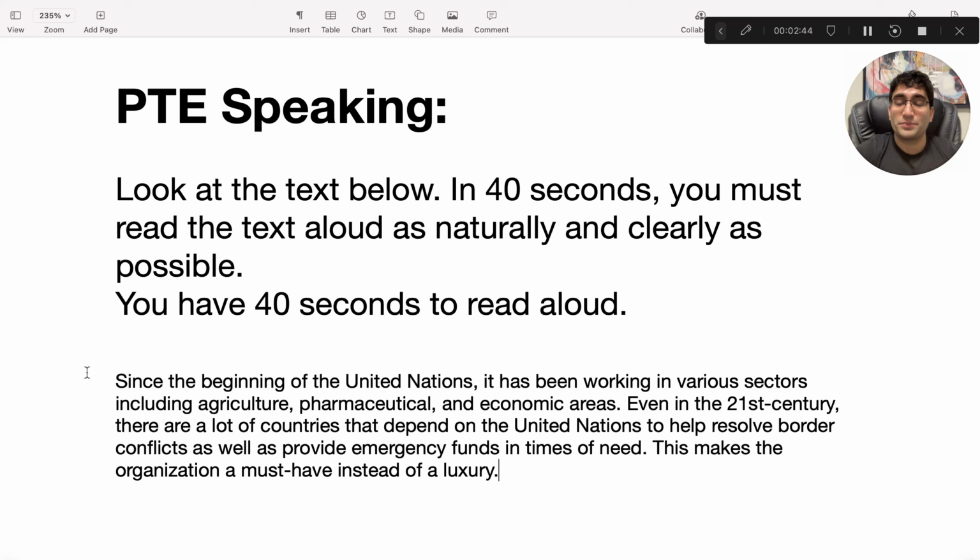economic areas. Even in the 21st century, there are a lot of countries that depend on the United Nations to help resolve border conflicts, as well as provide emergency funds in times of need. This makes the organization a must-have instead of a luxury.